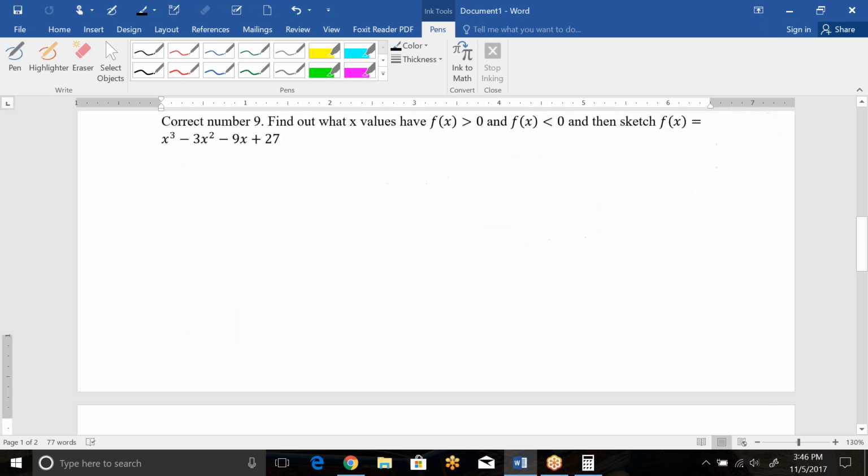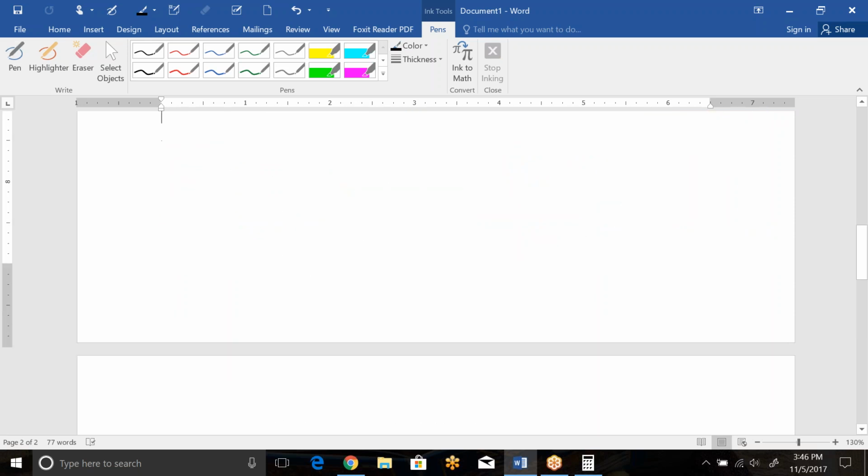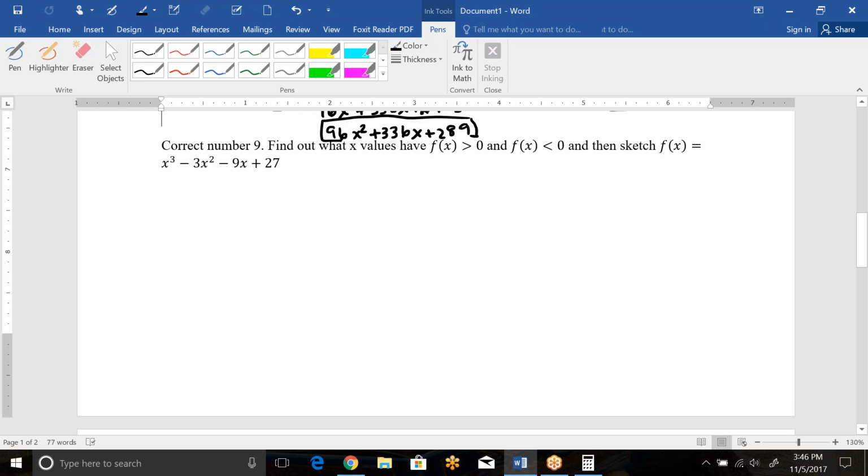Okay, on the original video, my number 9 should have been the number 8, I believe, on the updated review. So there was an extra graph in there. This is the one that should have been number 9. So we're trying to sketch f of x equals this polynomial, and we want to know when is f of x above or below 0.